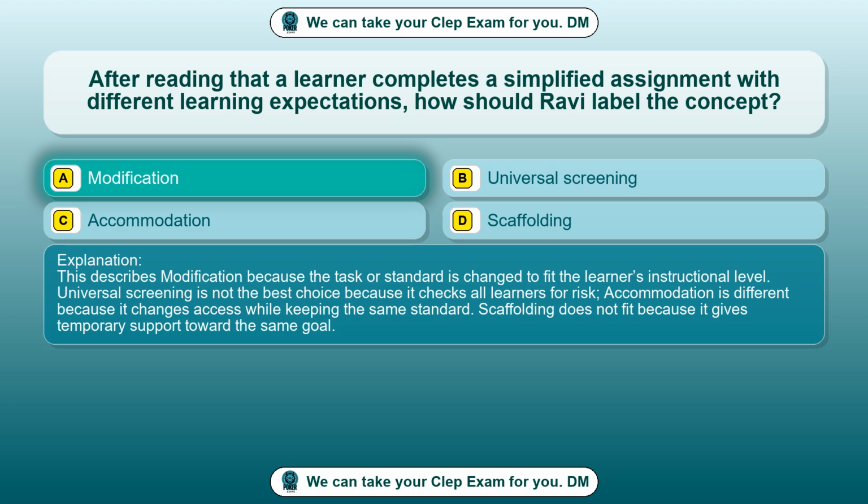This describes modification because the task or standard is changed to fit the learner's instructional level. Universal screening is not the best choice because it checks all learners for risk. Accommodation is different because it changes access while keeping the same standard. Scaffolding does not fit because it gives temporary support toward the same goal.